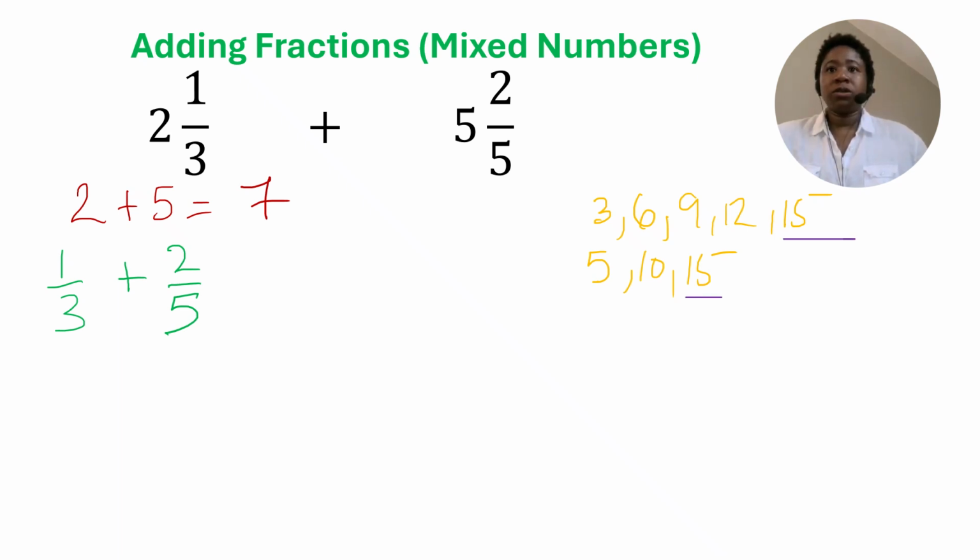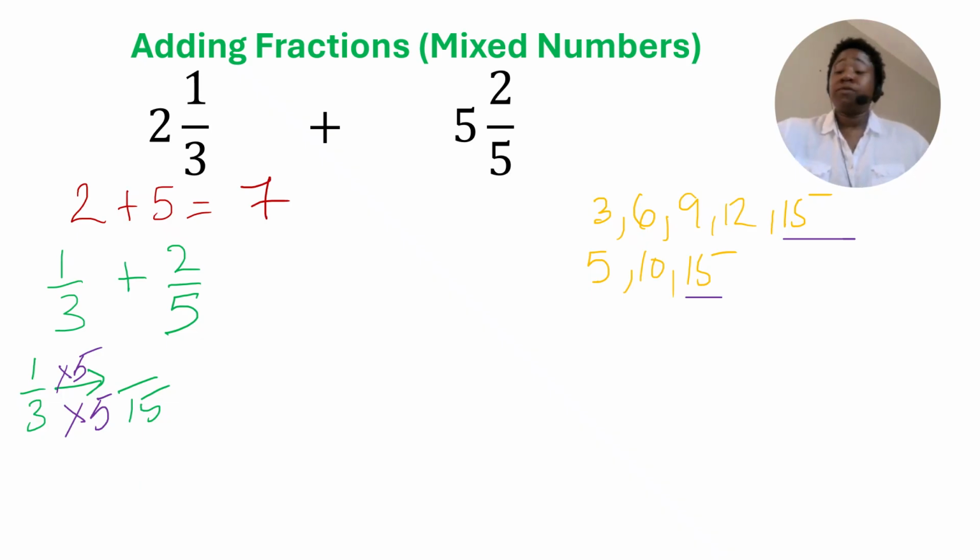So both fractions must be rewritten with a denominator of 15. 1 over 3 must be rewritten with a denominator of 15. So we ask ourselves, what do we multiply 3 by so as to get 15? The answer is 5. Whatever we do to the denominator, we must do to the numerator. So 1 over 3 rewritten with a denominator of 15 becomes 5 over 15.